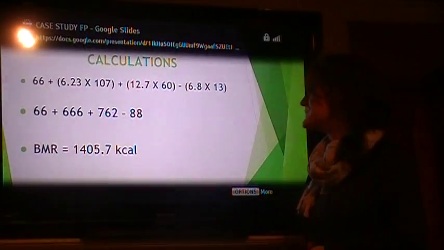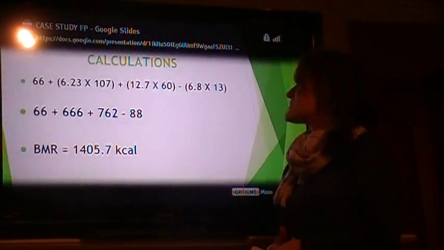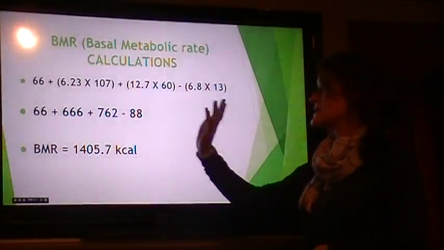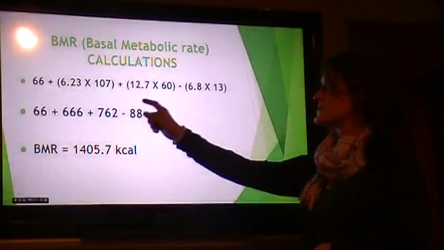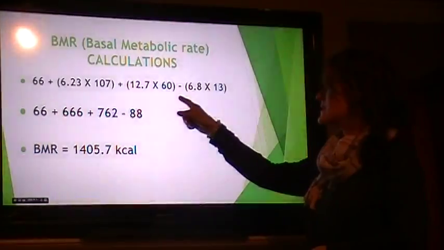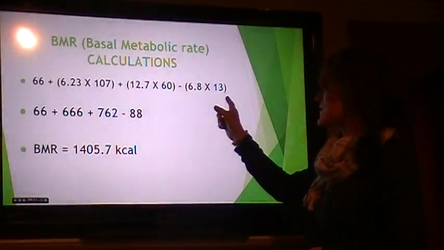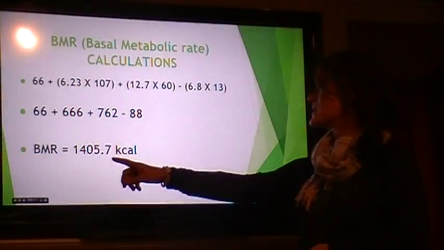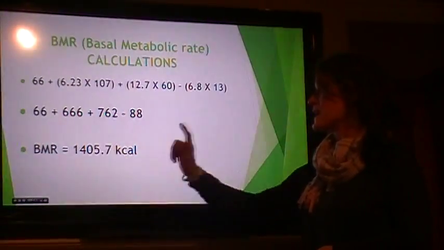For his basal metabolic rate calculation, we entered his body weight at 107, his height in inches at 60, and his age at 13. And through the calculations, we came up with the basal metabolic rate of 1405 kcals.